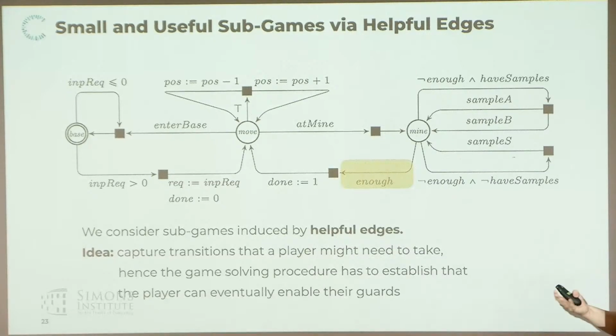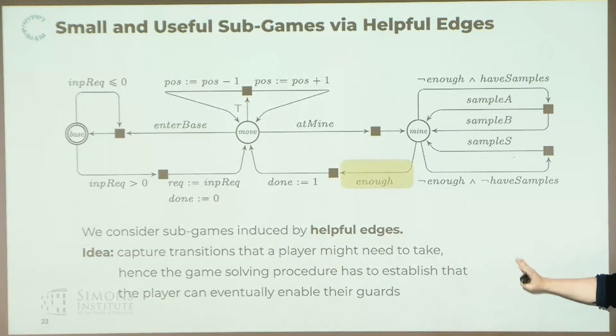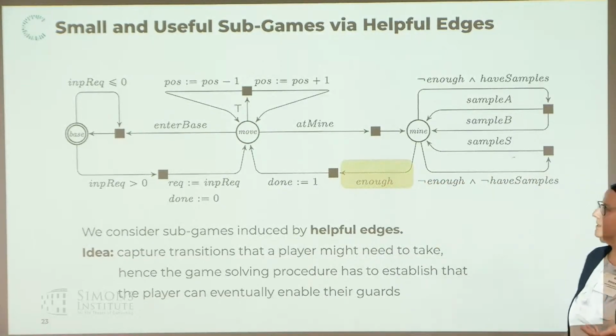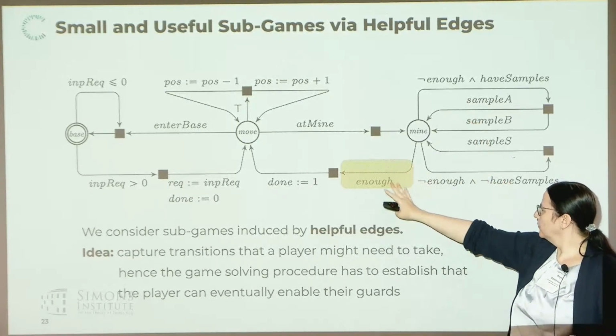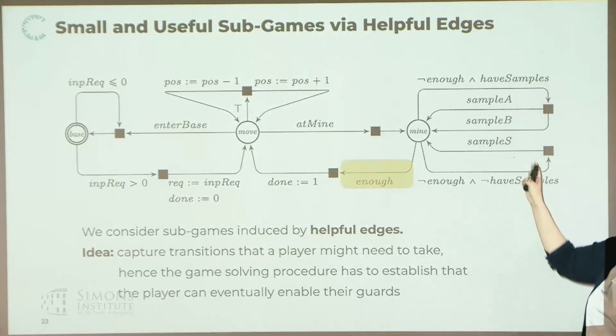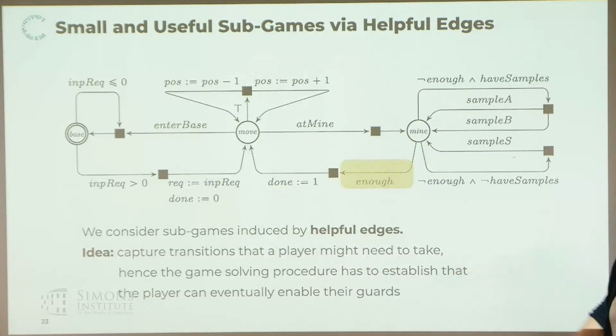That is all very nice, but where do these small and useful sub-games come from? In order to determine that, we consider sub-games induced by what we call helpful edges. The idea is to capture the transitions that a player might need to take, and hence the game-solving procedure has to establish that the player can eventually enable their guards. In our example, that was this guard here, where we used acceleration in order to establish that the system player can enforce eventually satisfying the guard and taking the transition. But this just shifts the problem, right? From identifying these small and useful sub-games to finding these so-called helpful edges, and this criterion refers to essentially solving the game. So how do we approach that?